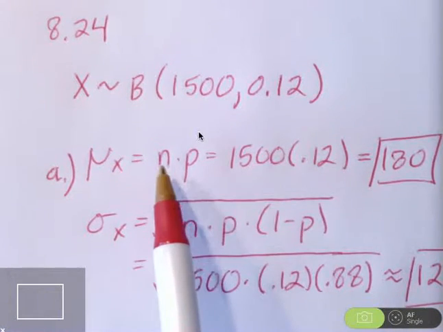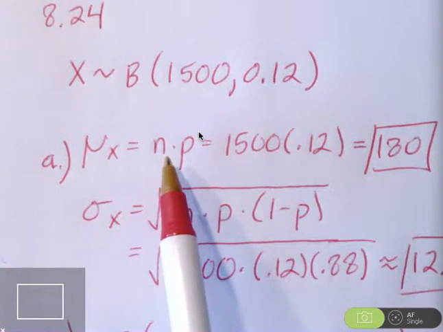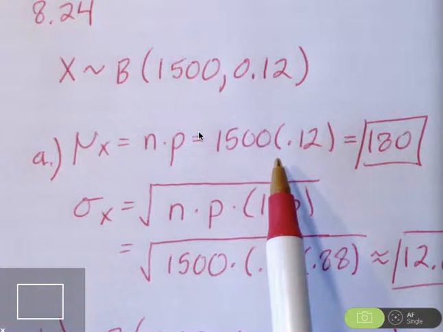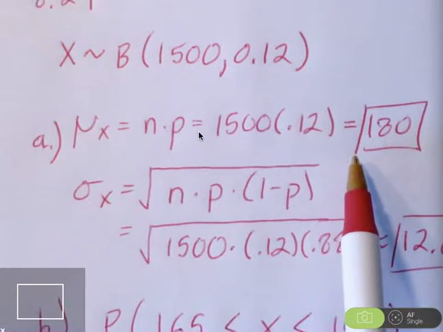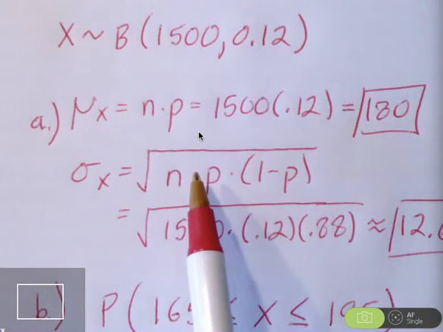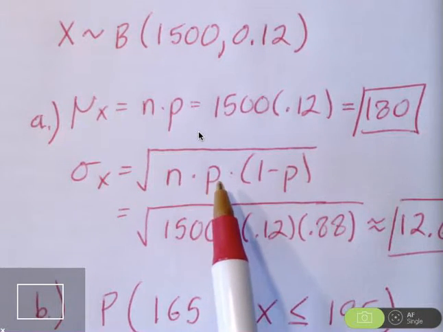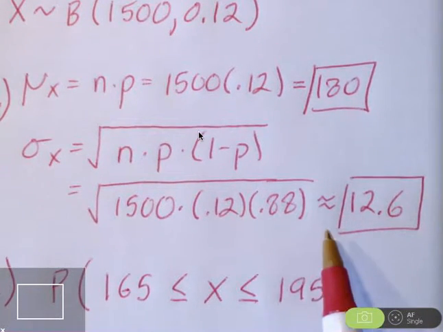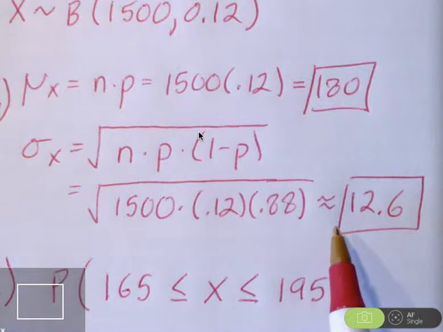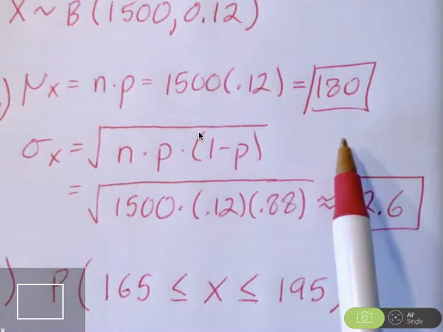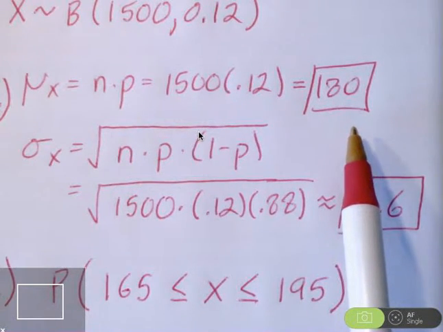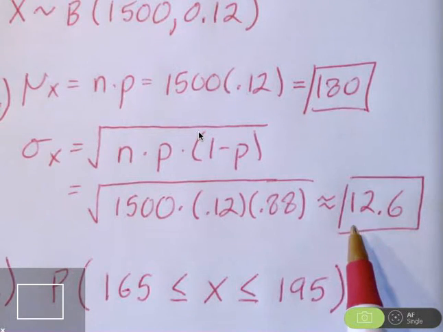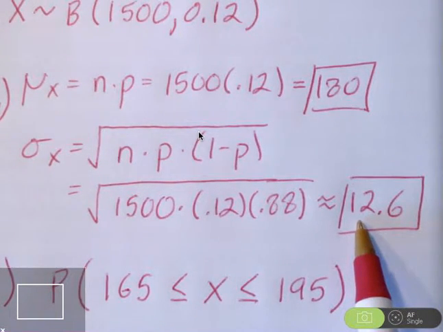So here's the expected count of Black adults that we would get, n times p, 1,500 times 0.12, that's 180. And here's the standard deviation, again, the square root of n times p times 1 minus p. That standard deviation comes out to be about 12.6. So if we have around 180 Black adults in our sample, give or take 12.6, then we have a pretty reasonable idea that our sample is representative, at least in terms of the count of Black adults, of the overall population.